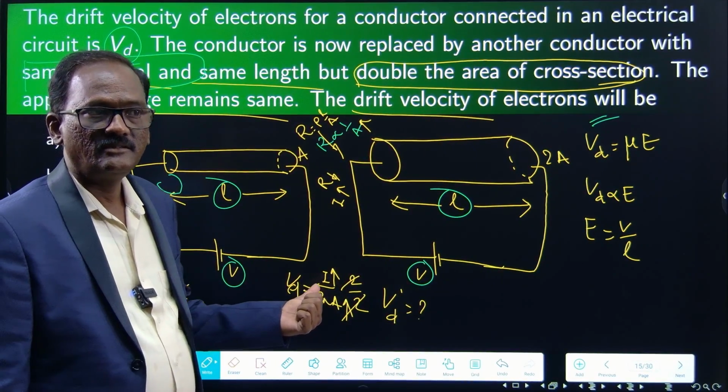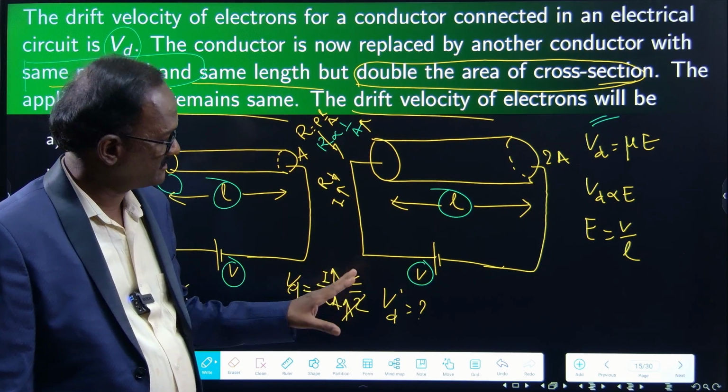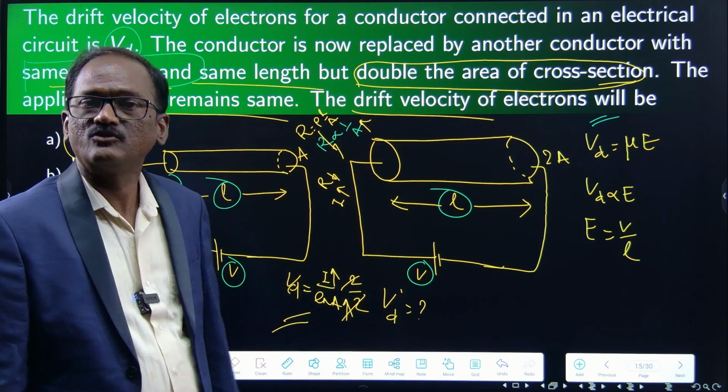How does A affect drift velocity of electrons? No, it won't affect in this case. It won't affect.